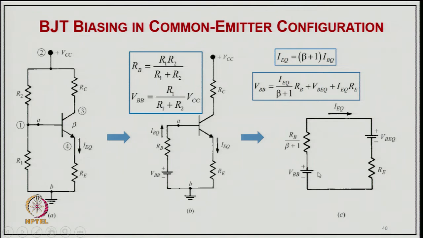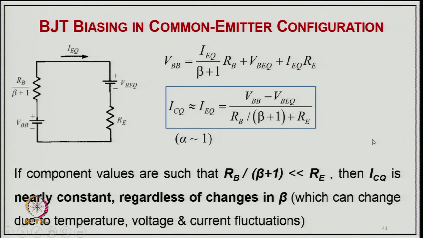So, you will have typically this voltage here, then this is typically the equivalent gain corresponding to the transistor here, and then you have the voltage drop across VBEQ as well as the resistance there. This resistance is changed to RB upon beta plus 1 because of the transistor operation, and you get this kind of circuit finally in this case.